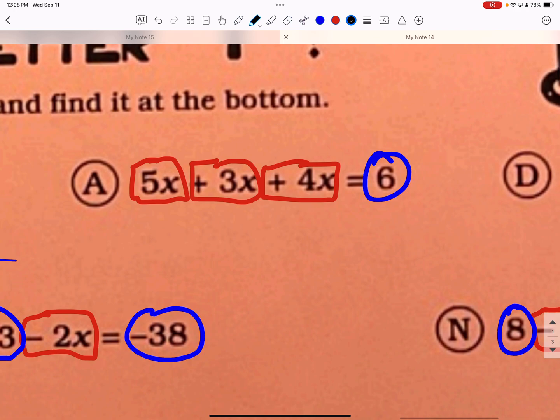Over here, look at that. All these are my clothes in the same room. Let's put them in one pile. 5s, 3s, and 4s. 5 and 3 is 8 and another positive 4. That means I really have 12 X's in this room.